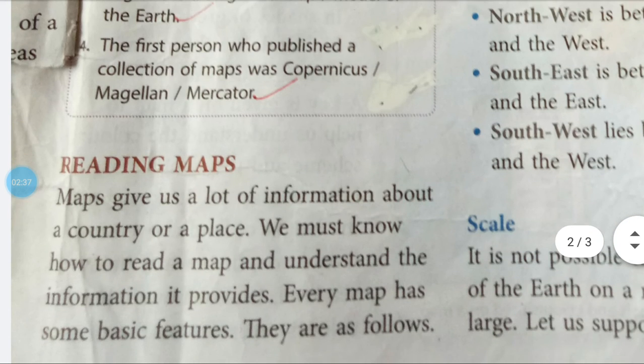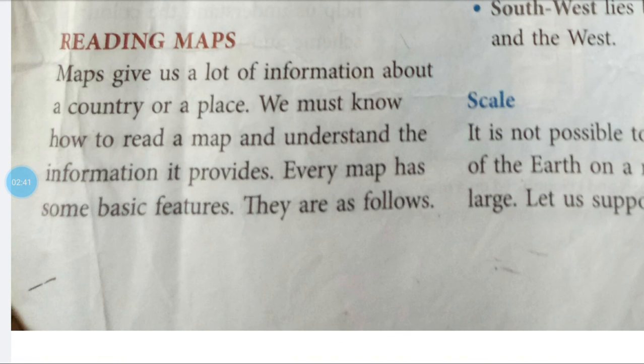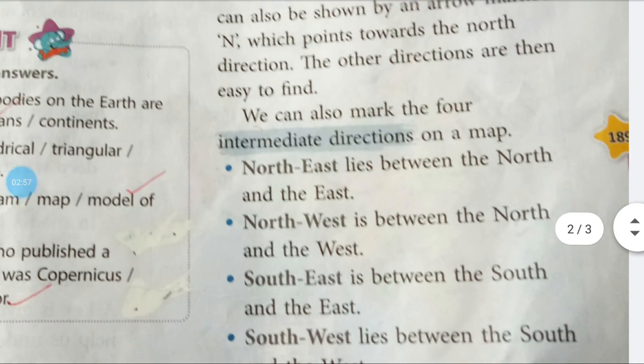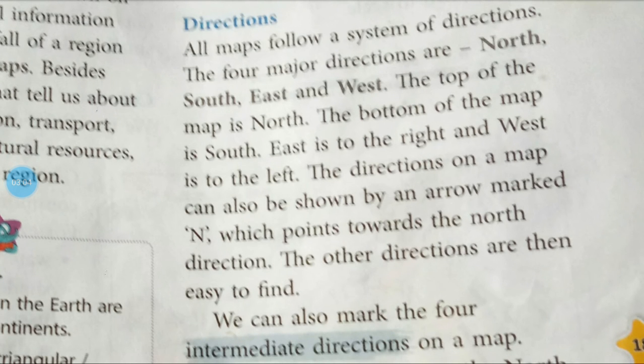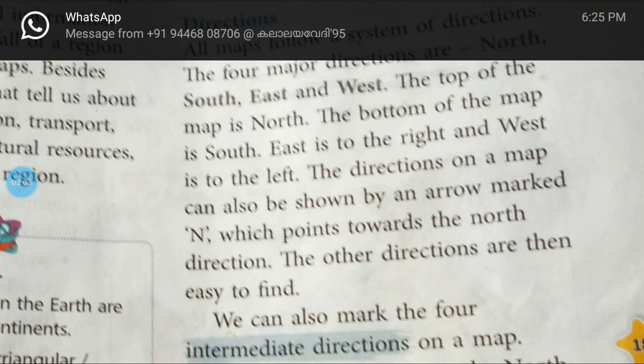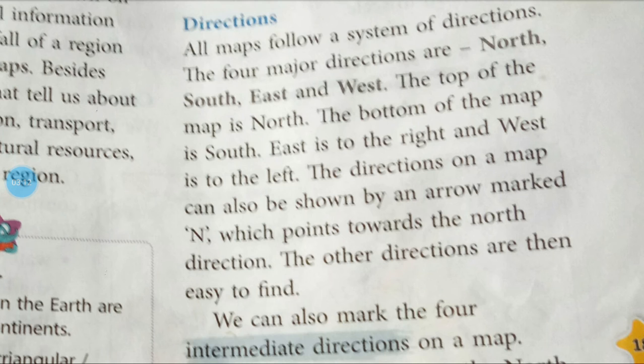Reading maps. Maps give us a lot of information about a country or a place. We must know how to read a map and understand the information it provides. Every map has some basic features. They are as follows. Directions. All maps follow a system of directions. The four major directions are north, south, east, and west. The top of the map is north, the bottom of the map is south, east is to the right, and west is to the left. The directions on a map can also be shown by an arrow marked N, which points towards the north direction. The other directions are then easy to find.